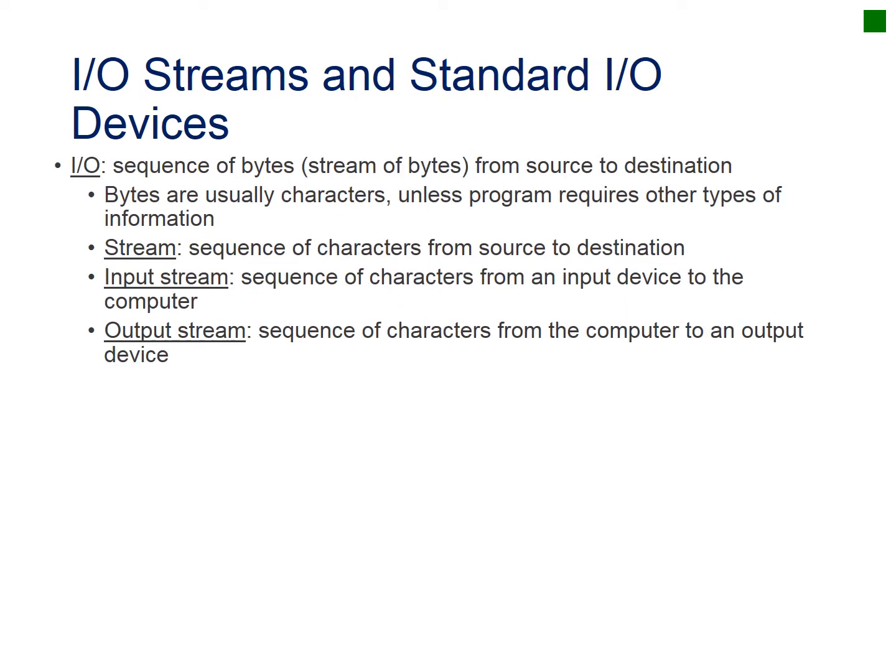I/O streams and standard I/O devices. I/O is a sequence of bytes from source to destination. Bytes are usually characters unless the program requires other types of information. A stream is a sequence of characters from source to destination. An input stream is a sequence of characters from an input device to the computer. An output stream is a sequence of characters from the computer to an output device.